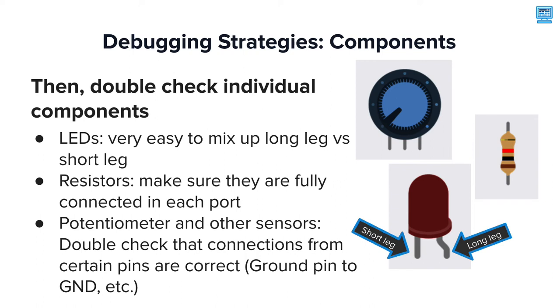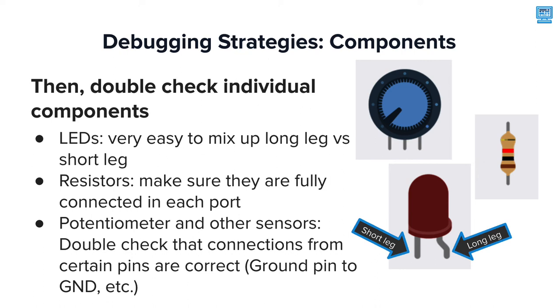LEDs only work in one direction, and it's very easy to mix up the placement of the long and short legs. If you're unsure, switch the placement of the legs to see if that fixes the issue. Resistors are very fragile and have long, flexible legs. This can sometimes make them difficult to work with. Double check that the metal portion of the resistor is securely connected to the wire it should attach to.